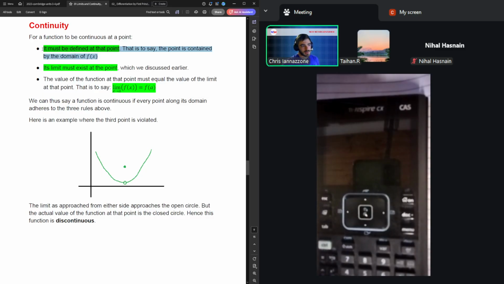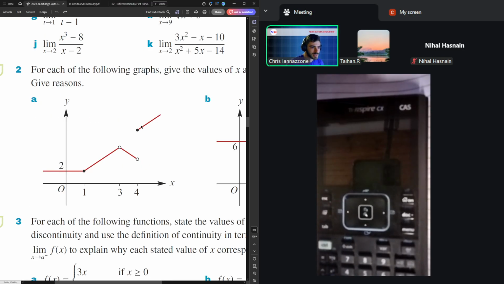First criteria is about domain. Does it actually exist in the domain? Like, for instance, this graph is only defined from here to here. It's going to be discontinuous out here and out here. Limit needs to exist. That's the whole idea of what we were just discussing there, which is this one's going up to here, this point comes down to here. There is a mismatch on there. They're not level with each other.